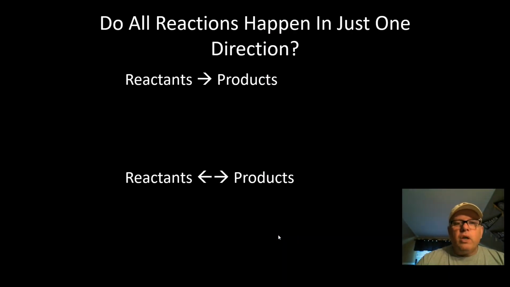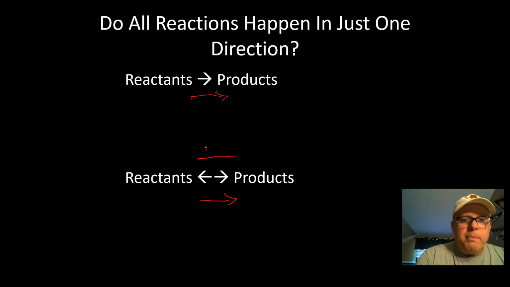Now, do all reactions happen in one direction? The answer to that is no. That is absolutely not true. We tend to think of reactions as simply going one way, but it's not true. They tend to go both forwards and backwards. Now, in the event of something like a combustion reaction, things burning, you're lighting stuff on fire, they definitely pretty much roll one way.